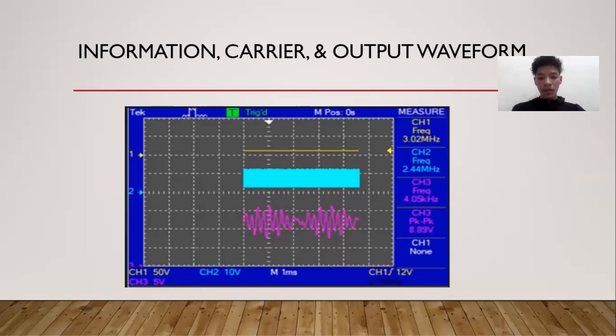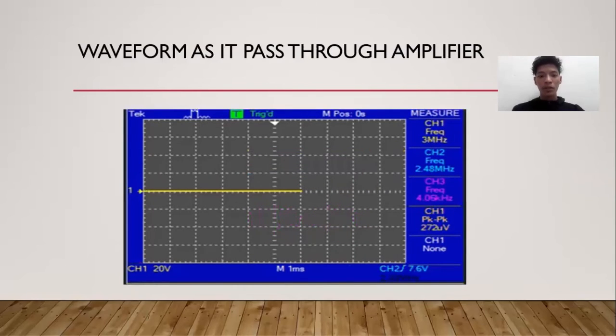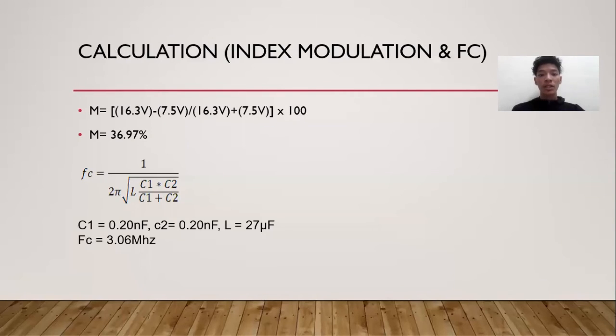And this is the waveform as it passed through the amplifier. We get a straight line waveform because the Vp produced is so low that we cannot see a visible picture that shows a waveform shape. In this project, we performed a calculation for modulation index and Fc. We managed to get a modulation index of 36.97% and Fc of 3.06 MHz.